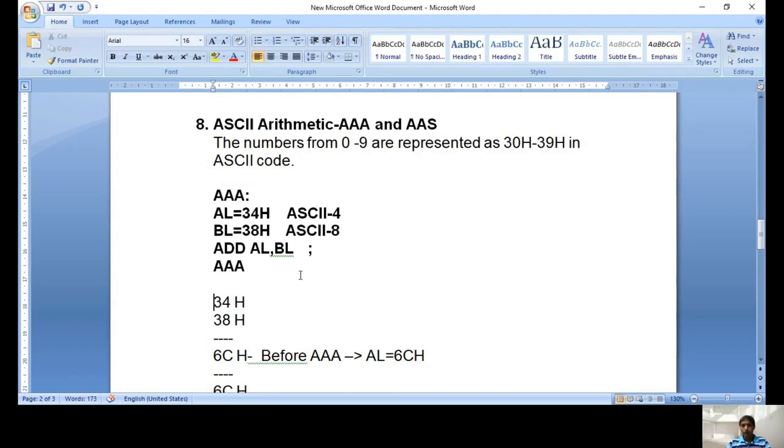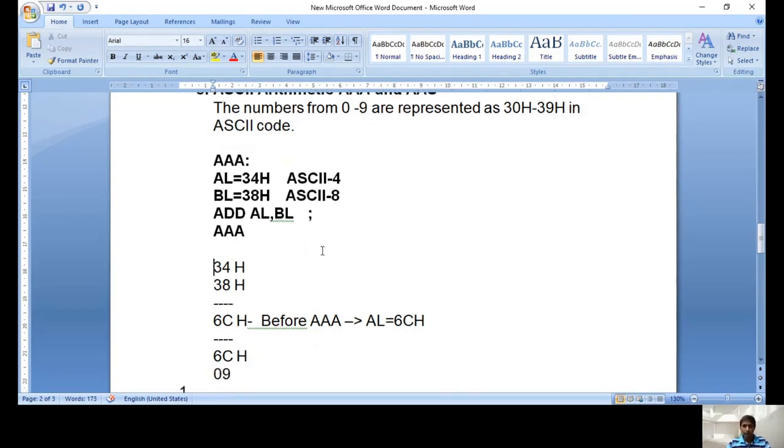But one important point is that after executing the AAA instruction, the higher 4-bit values become masked off. Masked off means they become all zeros. Let us see in which way it is possible.